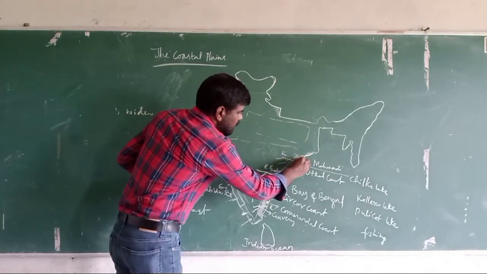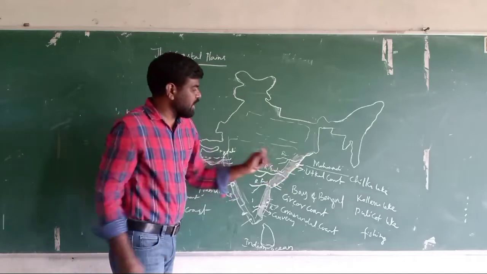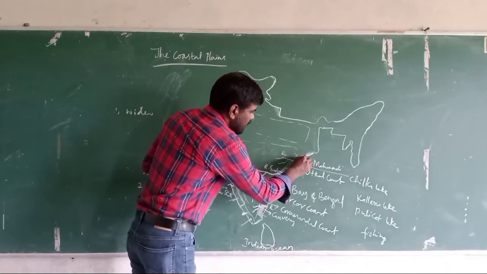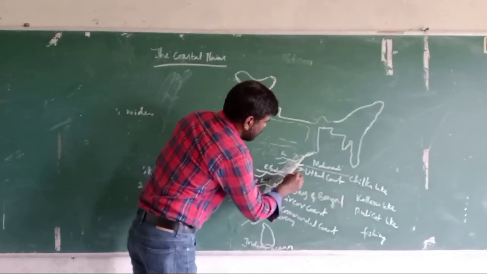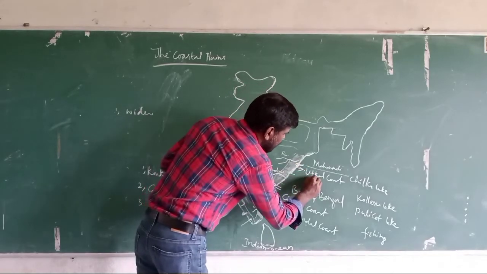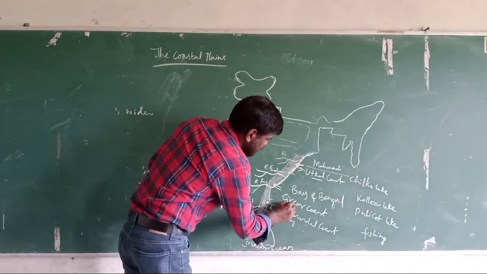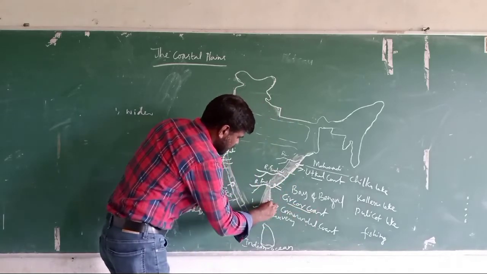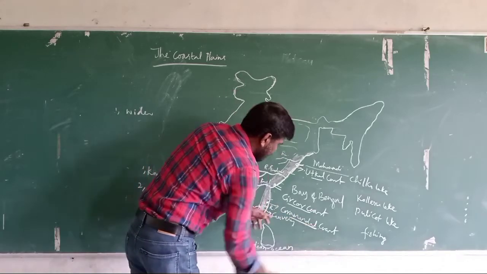These eastern coastal plains are known by different names locally. In Odisha, it is called Utkal coast. In Andhra Pradesh, Sarkar coast. In Tamil Nadu, Coromandel coast.